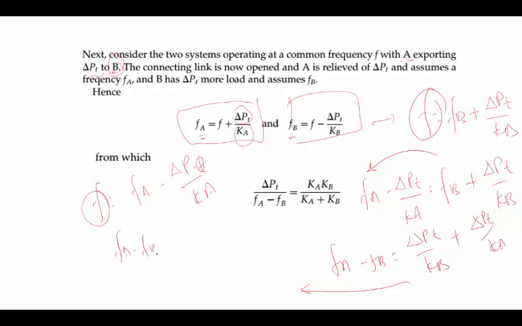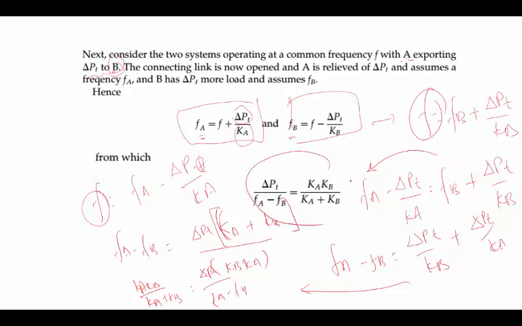FA minus FB equals delta PT, this one is KB KA, and then this one is KA plus KB. Okay, so you rearrange, you bring that one up there, so you get KA KB divided by KA plus KB equals delta PT over FA minus FB. So you get these equations.